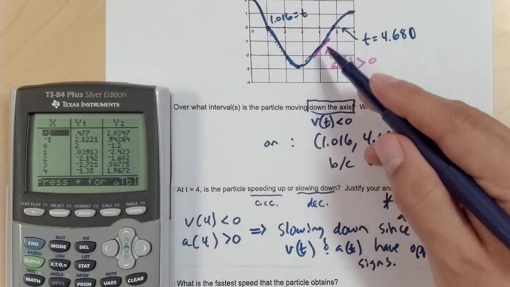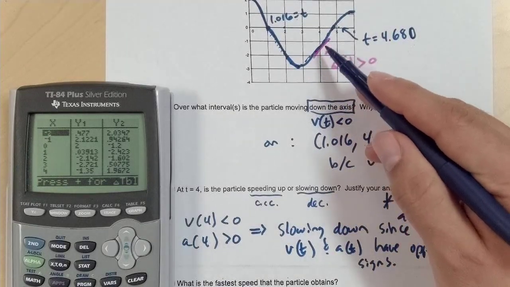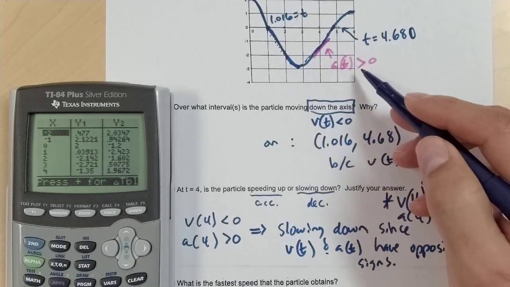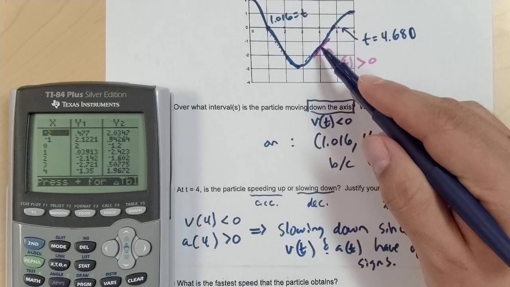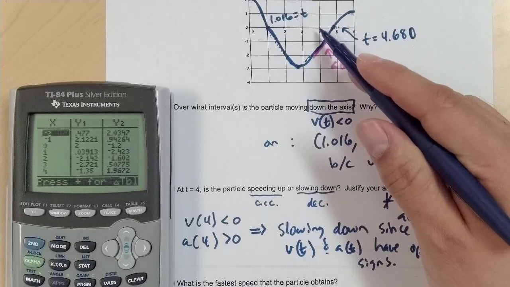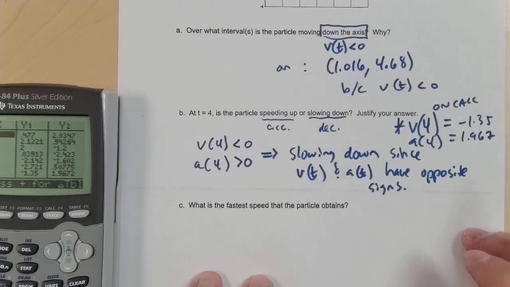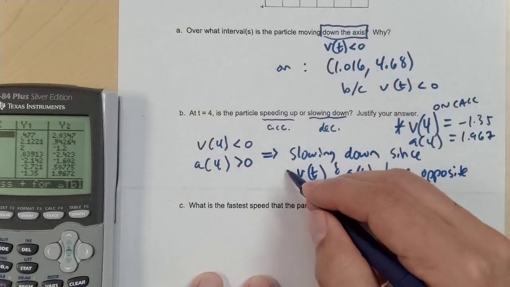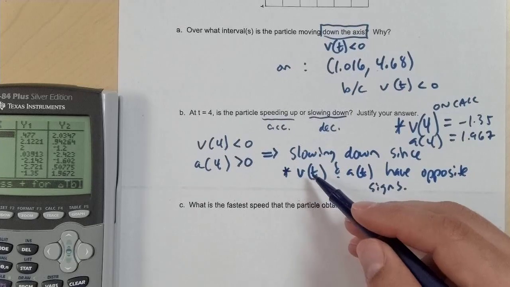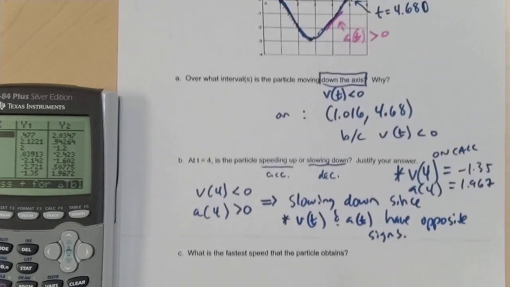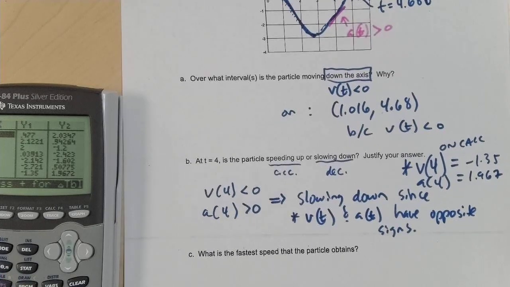If you just look at the graph, you could just say, well, the tangent line slope here, clearly it's positive. So that means acceleration is positive. And obviously, we know that the velocity here is negative because the velocity function is below 0. So a couple ways that you can justify that. But the important thing is the conclusion. You have to state that the velocity and acceleration have opposite signs. All right, fastest speed.